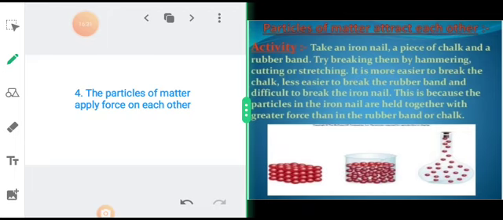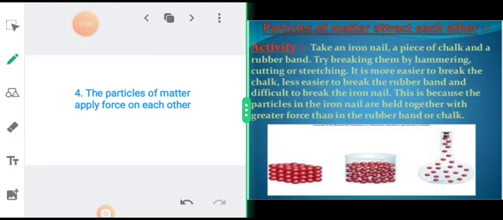This is because the particles in the iron nail are held together with greater force. Now this attractive force does vary from object to object, and in this example, the force of attraction existing between the particles in iron is strong enough to hold them together, and that's why it is so difficult to break them into pieces. It is so convenient to break the piece of chalk because the particles are held together by a force of attraction, but it is not so strong. We can easily overcome it by applying some external force.